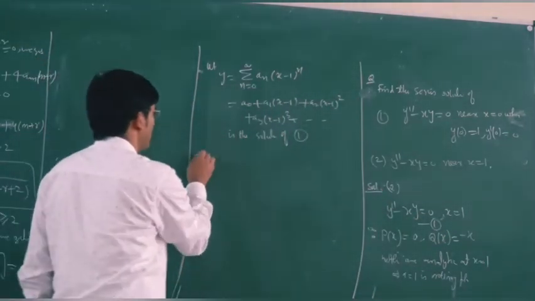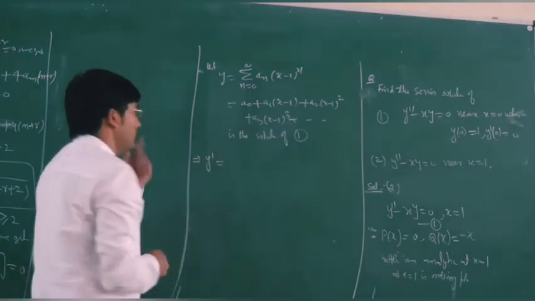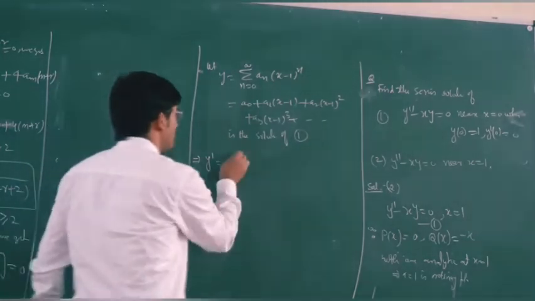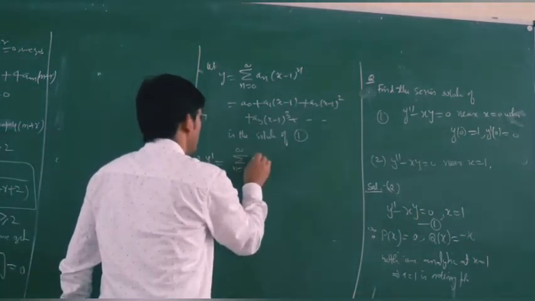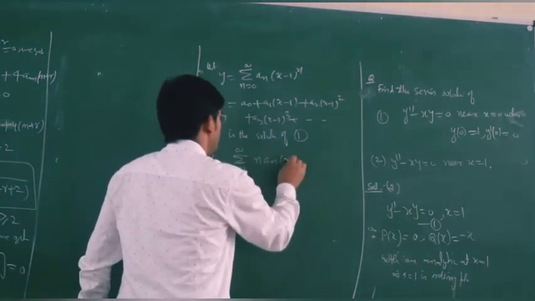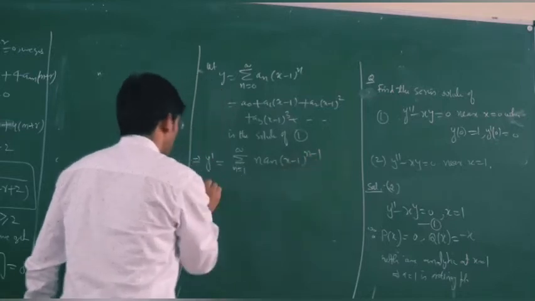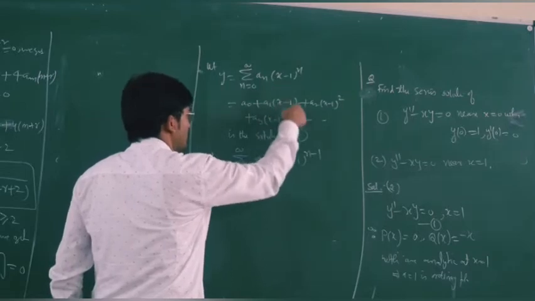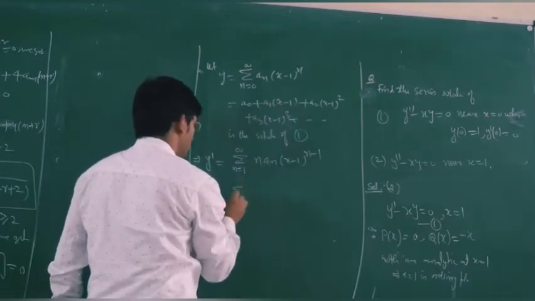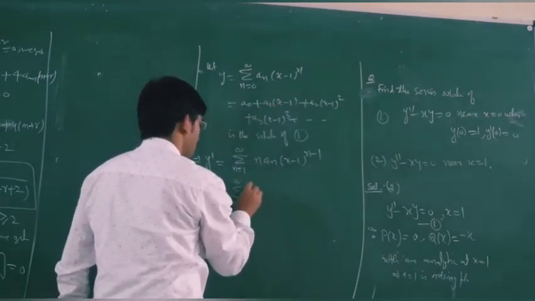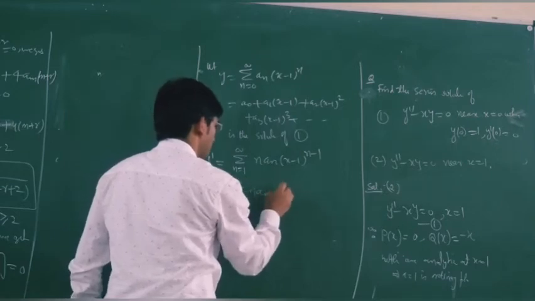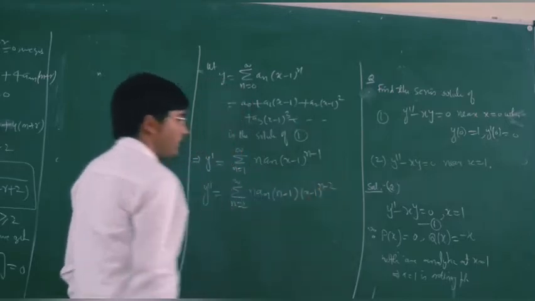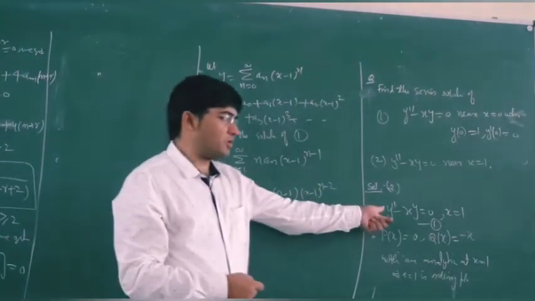Therefore y dash will be, on one time differentiation a0 will be 0, so our summation will start from n equal to 1, and we have n a_n (x minus 1) power n minus 1. y double dash will be, on second time differentiation this term will be 0, so we have n equal to 2 to infinity n into (n minus 1) a_n (x minus 1) power n minus 2. Now let us put these values in equation number 1.